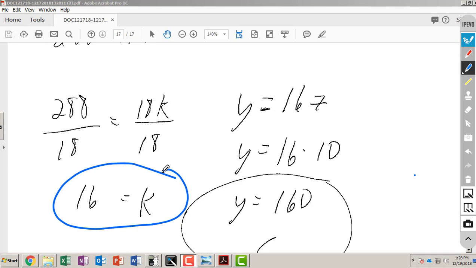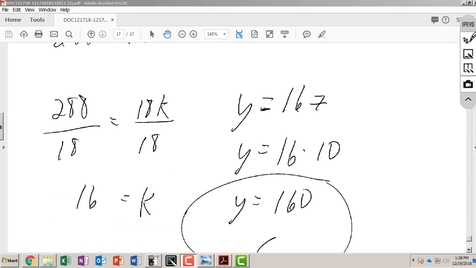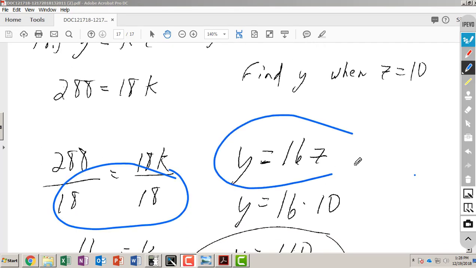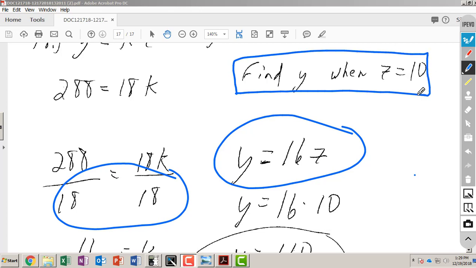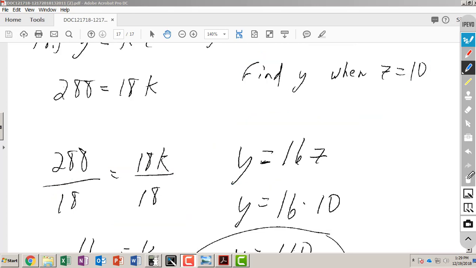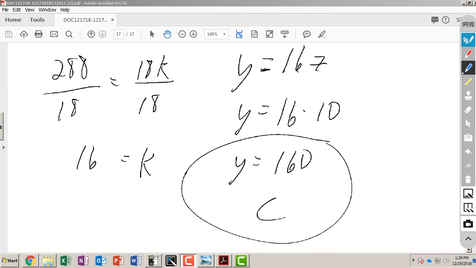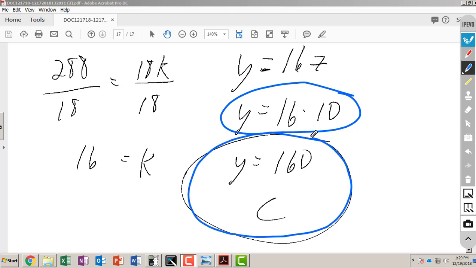Now that I know that's my slope, I can substitute that in. And here's the equation that I'm able to work with: y equals 16z. Now it says in your directions, find y when z equals 10. So I'm going to substitute that in, and my equation is y equals 16 times 10. I multiply that together and I get y equals 160. So the value of y when z equals 10, that answer is C, which is 160.